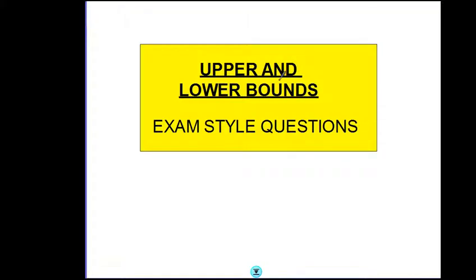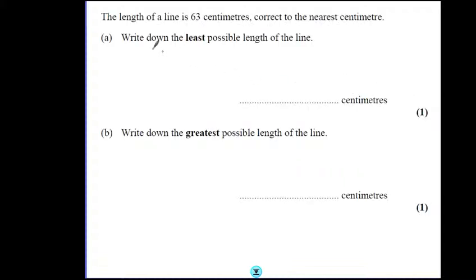Hi there, welcome to this video on upper and lower bounds, looking at 3 exam style questions. So question 1, the length of the line is 63 centimetres, correct to the nearest centimetre. Write down the least possible length of the line.